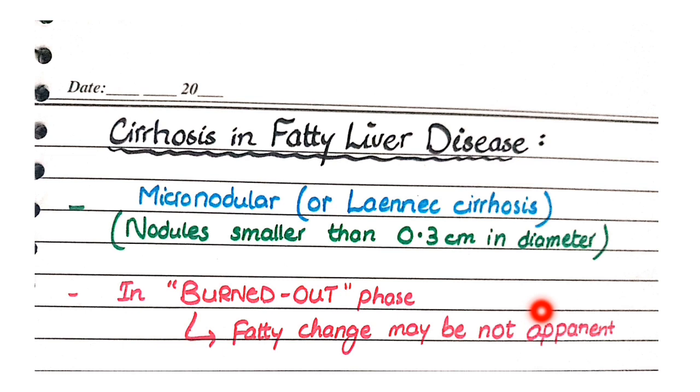You know that in the sequence of fatty liver disease, we discussed that the earliest change was the hepatocellular steatosis, in which you see vacuoles of fat inside the hepatocytes. But obviously in the end stage of this sequence, where everything has been replaced by cirrhosis, you might not see any fatty change at all. So remember that in the burned out phase of the end stage, you might not see any fatty change at all. So this is the cirrhosis in fatty liver disease, that is micronodular or Laennec cirrhosis.